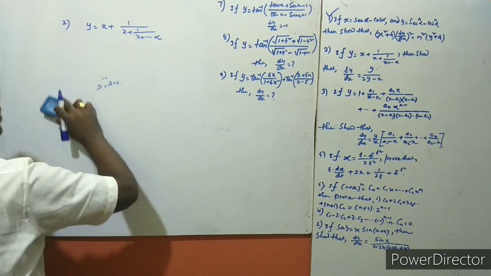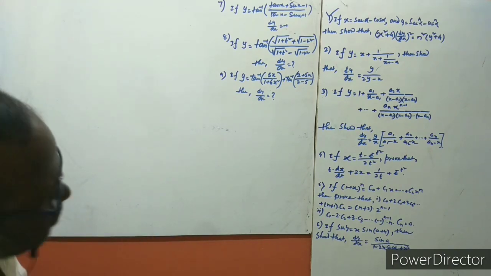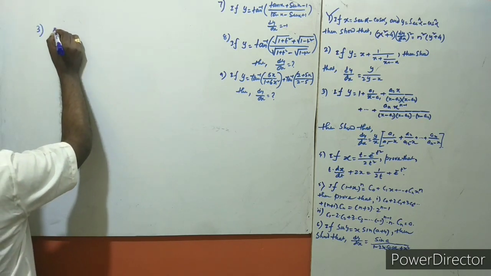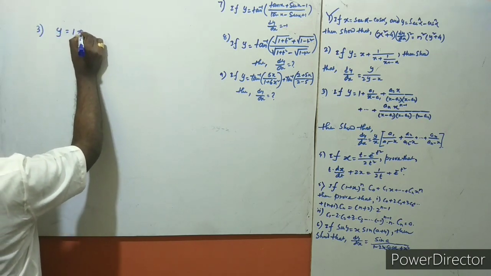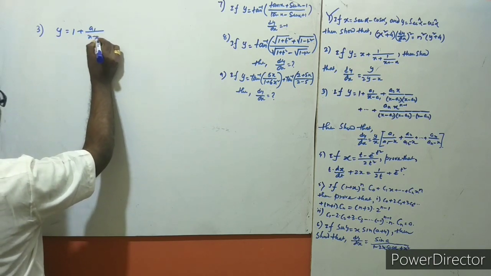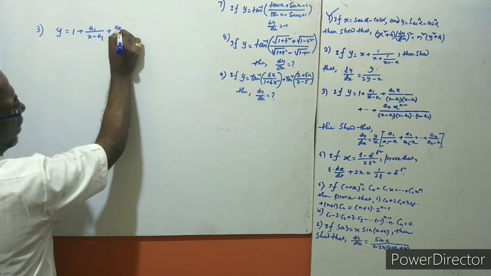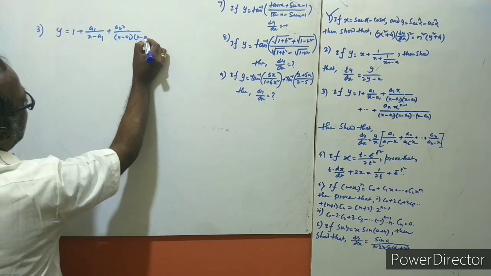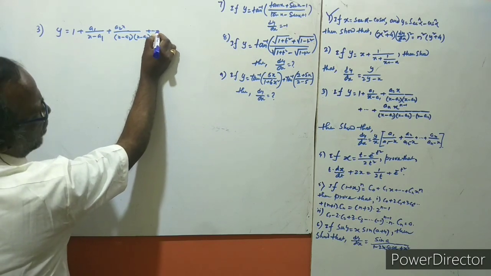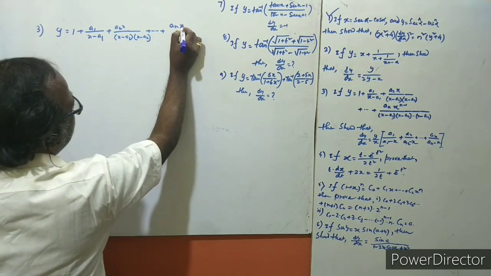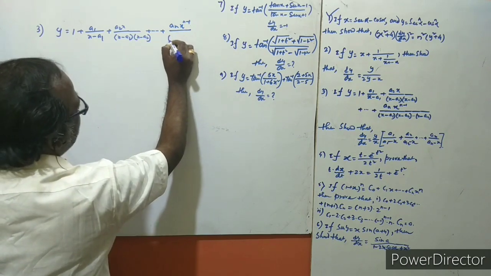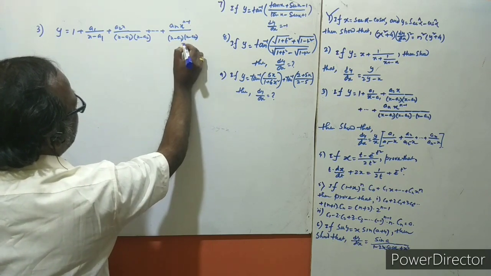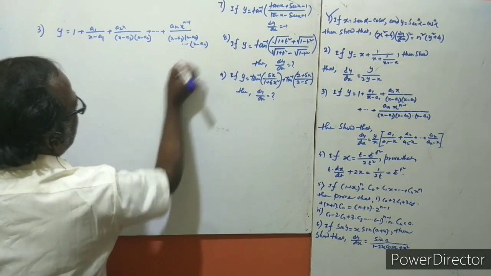See, for question number 3, for 3 here, y is equal to 1 plus a1 by x minus a1, a2x by x minus a1 into x minus a2, dot dot, an x to the power n minus 1 by x minus a1, x minus a2, dot dot, x minus an.